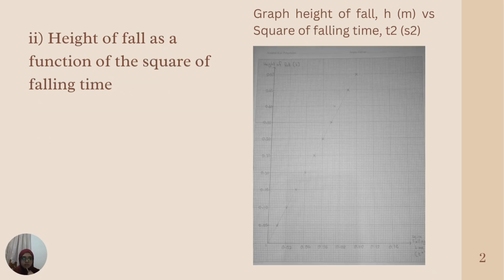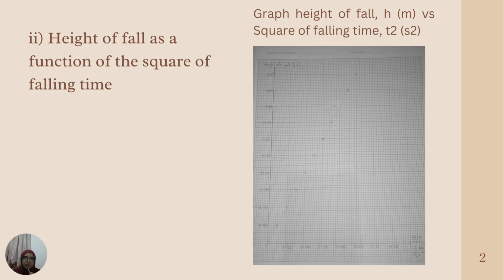Next, height of fall as a function of the square of falling time. This is the graph of height of fall versus square of falling time. The graph is linear because it starts from the zero. On the y-axis we put height of fall, and on the x-axis we put square of falling time.